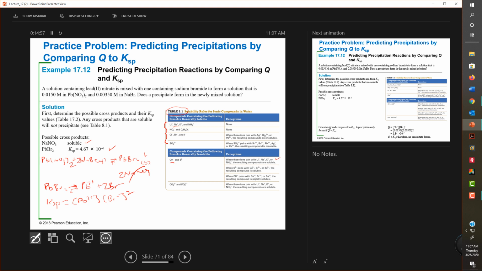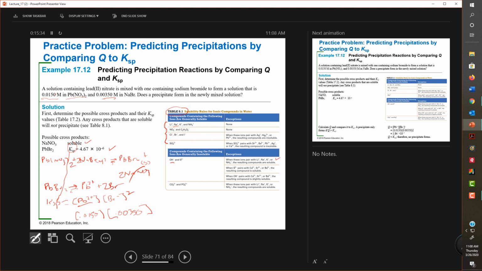So what we know is, we know what the Ksp is. Ksp is here. We're going to plug that in there. We can figure out what the lead concentration is, the lead II ion. So up here, this is the concentration of the substance, and it's 1 to 1. So that is the concentration of the lead, 0.0150. All right. And then we know that the sodium bromide concentration is 0.00350. So you may be saying, well, don't we multiply that by 2?